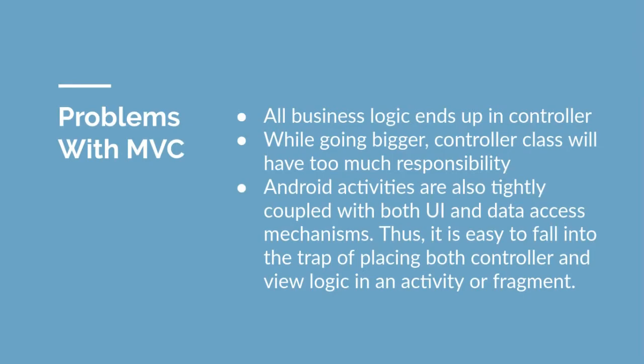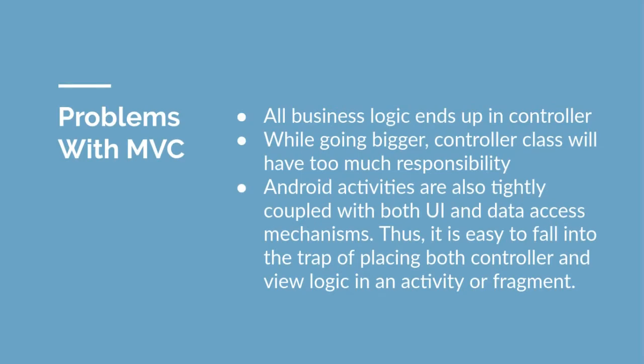It's simpler in the case of a small application, but when you add more and more features, your business logic becomes bigger and your controller class will have too much responsibility to handle all those business logics. Also, in Android, activities are very tightly coupled with both UI and data access mechanisms. Thus, whenever we're using MVC, it is easy to fall into the trap of placing both controller and view logic in an activity or fragment when you're going for a big application.